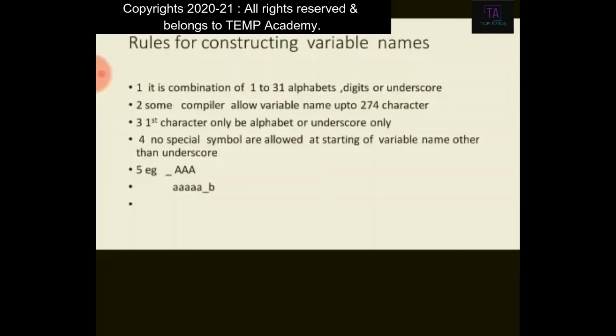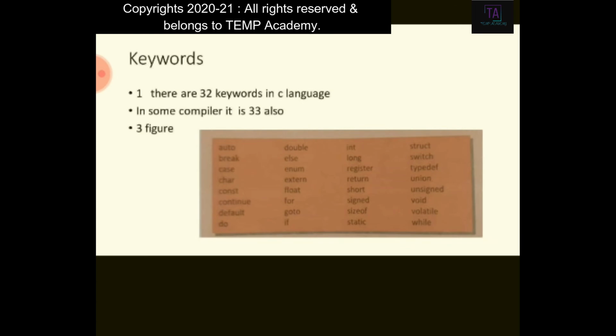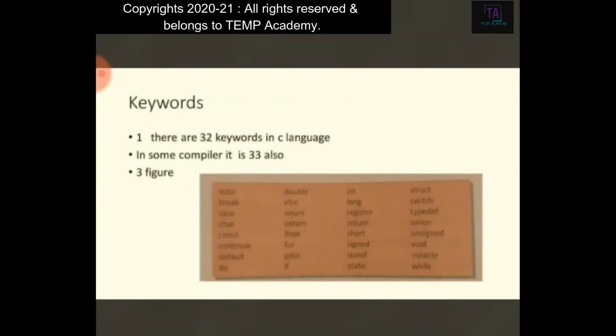And the next is keywords. This is our last topic. There are 32 keywords in C language, which we can see here. These are auto, break, case, char, const, continue, default, do, double, else, enum, extern, float, for, goto, if, int, long, register, return, short, sizeof, static, struct, switch, typedef, union, unsigned, void, volatile, while.